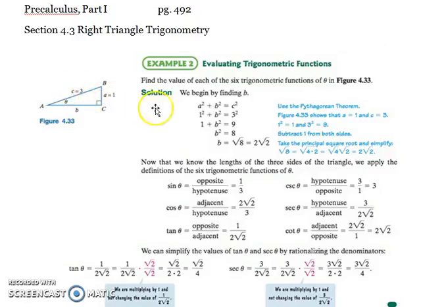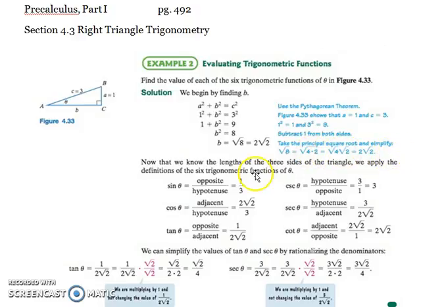So this time we have to do 1 squared plus b squared, which is what we're looking for, is equal to the hypotenuse, which is 3 squared. So 1 plus b squared equals 9, subtract the 1. The square root of 8, it's simplified. 8 is 4 times 2, so it's 2 square root of 2. And they show that right here.